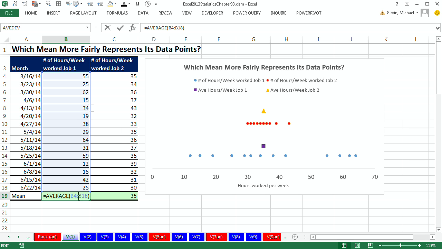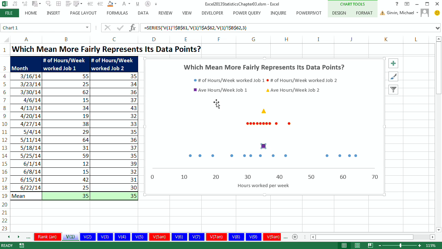And check this out. The average for this job is 35. That means an average of 35 hours worked per week. And this one's also 35 hours per week. Now let's look at this here. I plotted the hours. And guess what? That right there is the average hours worked for job number one. That's plotted along this axis. So that point right there just means 35, right?